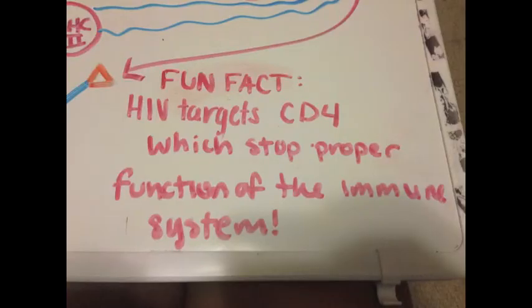A fun fact, HIV targets helper T cells and CD4, which stops the proper function of the immune system. Without the main kickstart, i.e. the helper T cell, the B cells and cytotoxic T cells cannot be created.